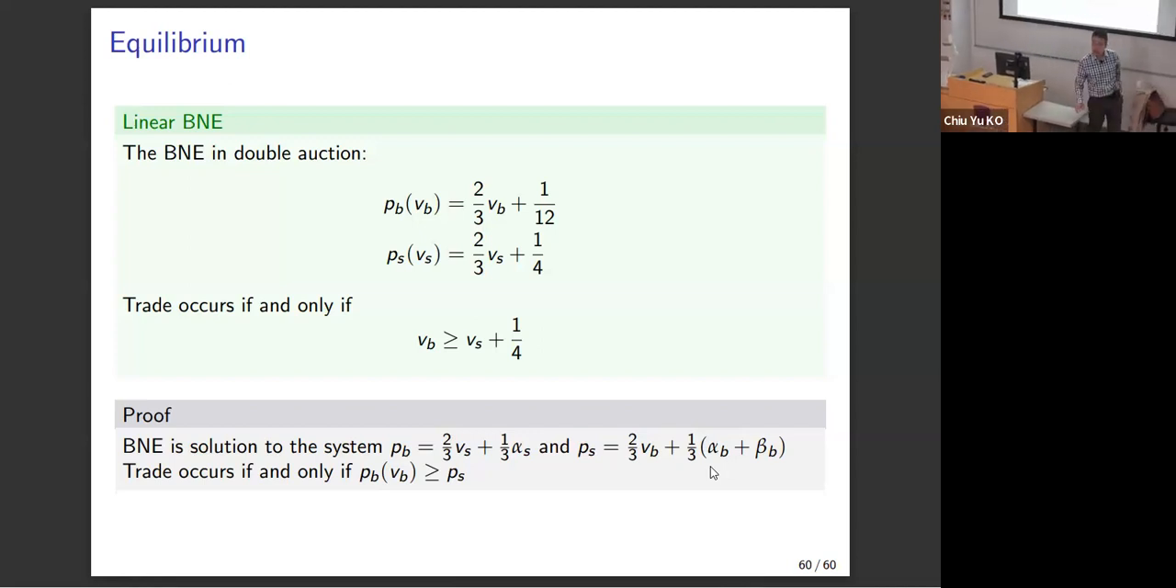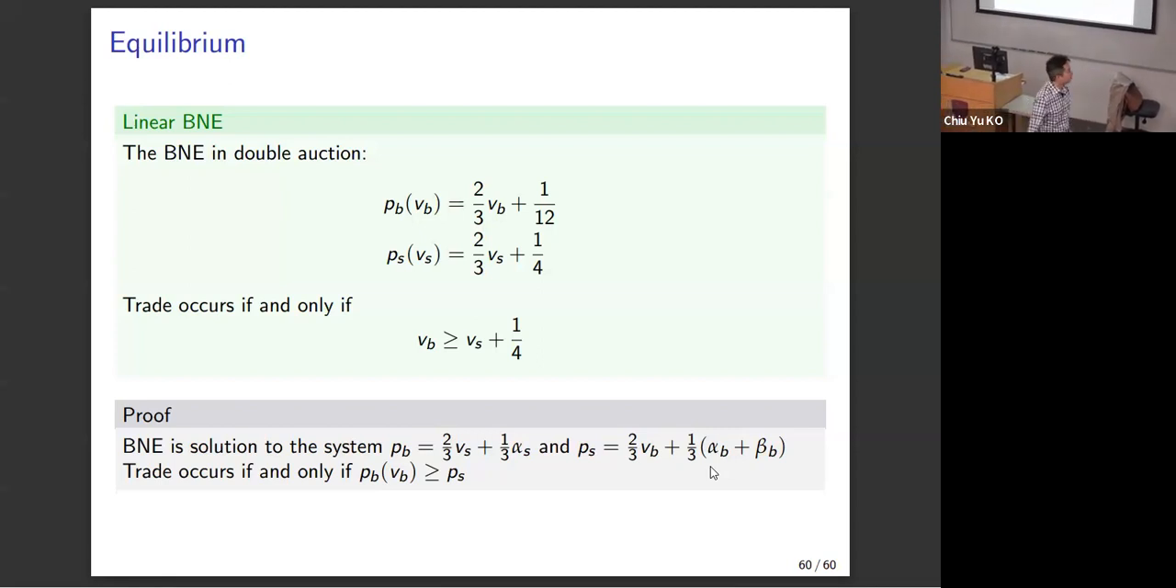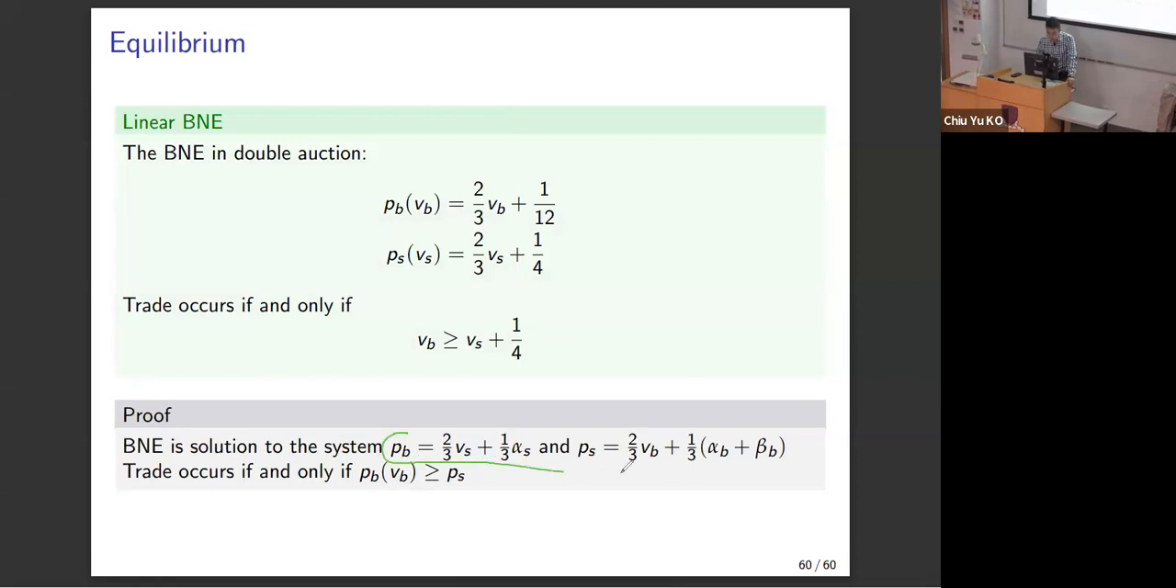Is that clear? Okay, let me go slowly here. Seems like you don't. Okay, so this is the solution here, right? And do you know that they only trade if this happens? Right? So that's why this would be happening.